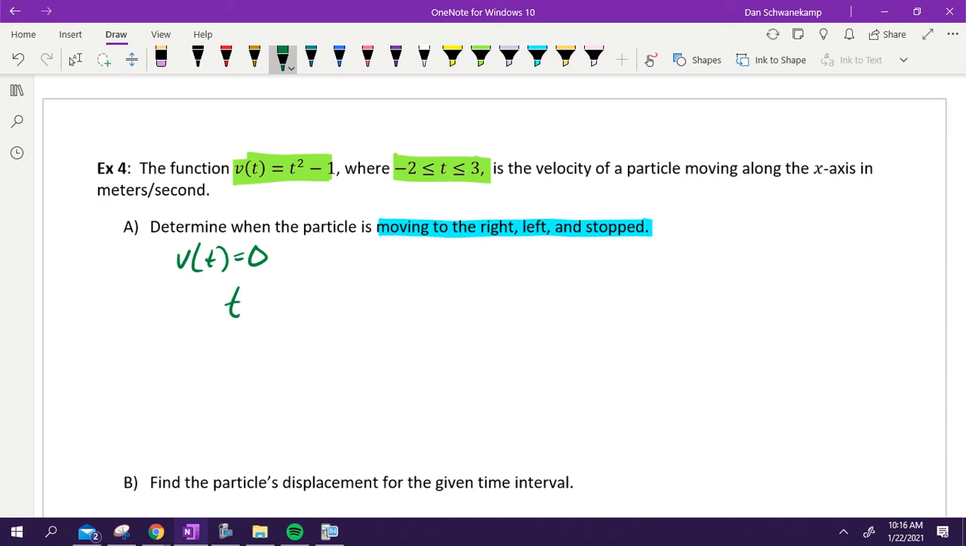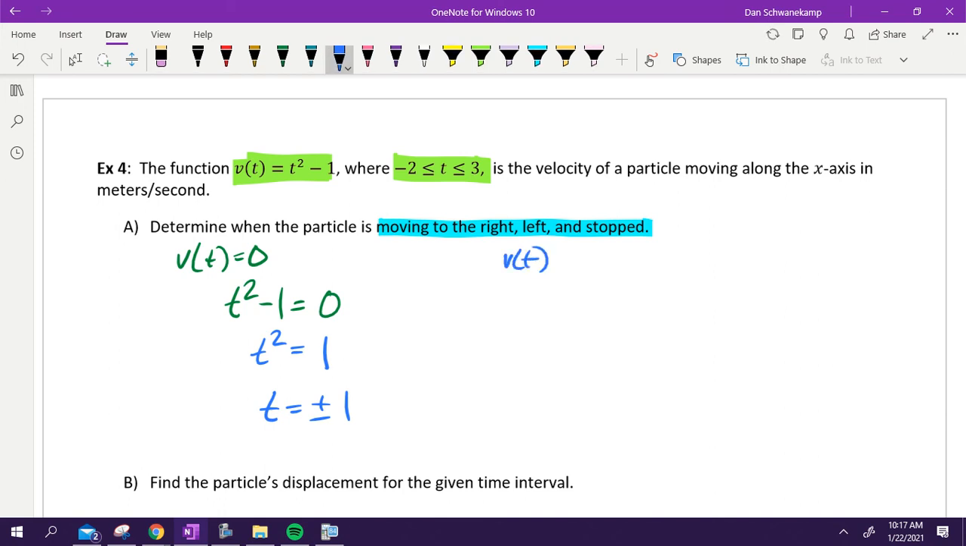Well, they told me v of t. I want to know when it's 0. When is it going to be equal to 0? At plus or minus 1. That is when velocity is 0. Great, I need to know that. But I also want to know when velocity is positive or negative. How could I figure out when I'm moving left or right? What would I need to do next? Number line, sign chart.